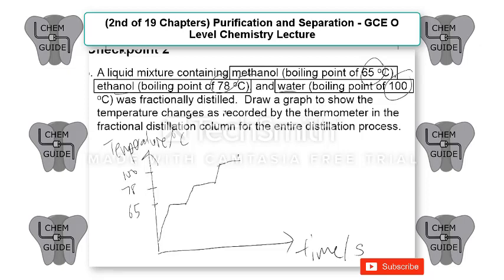So we have 3 key points: 65, 78, and 100. Remember to join these 3 dotted lines here. This is important. Okay, this is important.